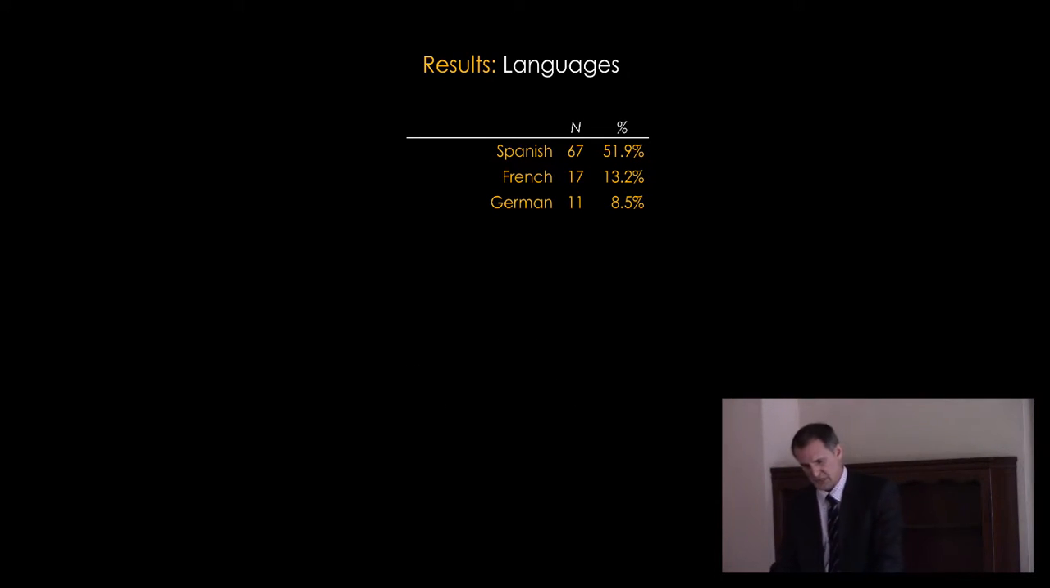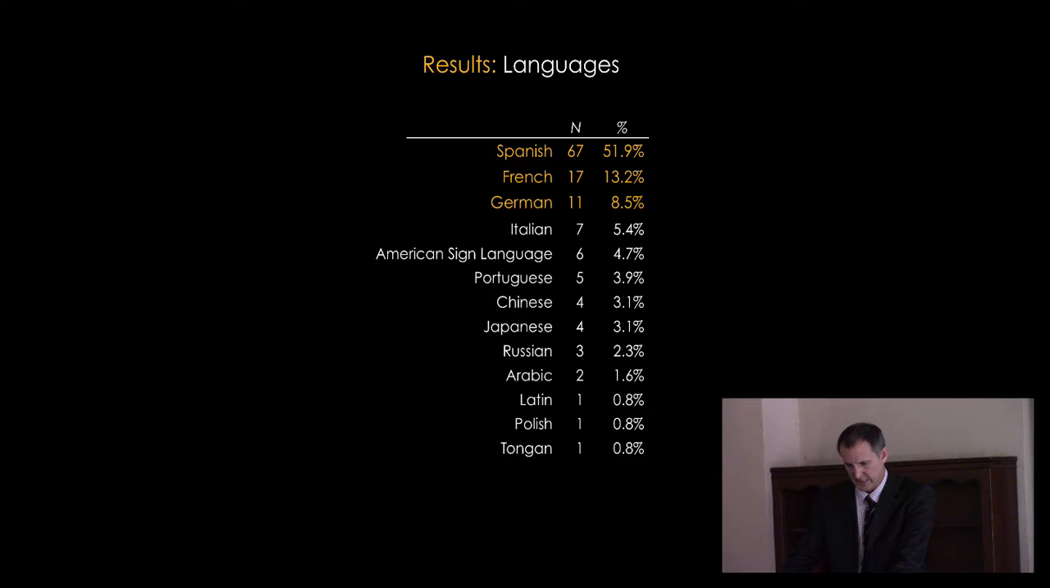The languages are what you would expect, right? Spanish, French, German, the highest proportion, and then a lot less, some of the less commonly taught languages. Tongan, I was delighted with this, that I got that one. That's really, really rather nice.